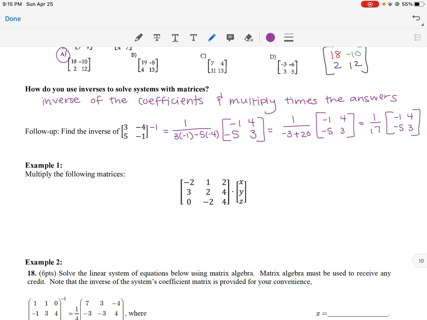You can either leave it like that, or if they're writing it as a single matrix, then we'd have something like negative 1/17, 4/17, negative 5/17, 3/17. So you're just going to have to pay attention to what the multiple choice is asking you for. But either of these answers are correct.